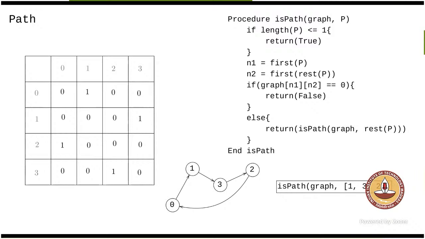If it's not 0, that is 1, then we will call is path for the rest of P, that is 3, 2. We will call for 3, 2. So this will unroll as is path of graph of 3, 2. Right now, what will be the next recursive call? Graph of 2. Okay, and now it will return true. Okay, did everyone get this part?